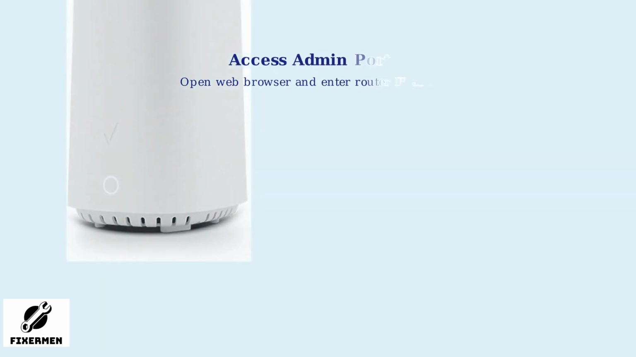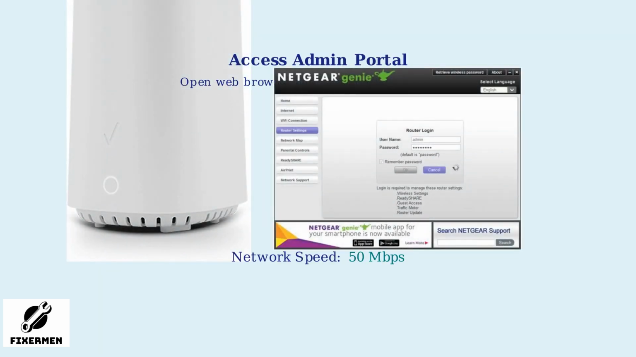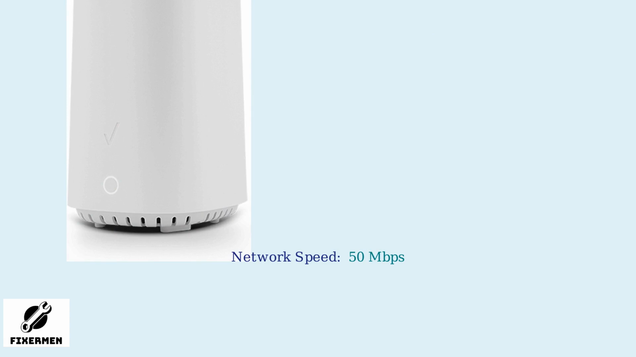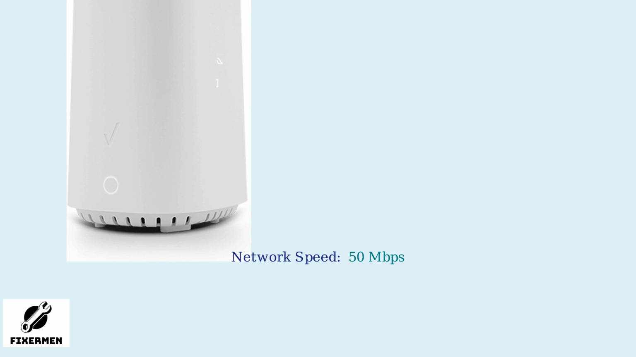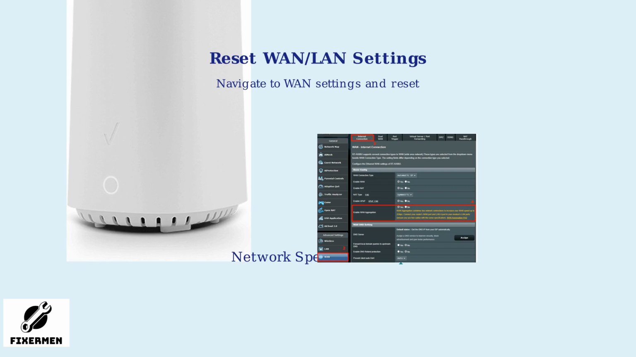For Verizon routers like the Fios Quantum Gateway, access the admin portal by opening your web browser and entering the router's IP address. Log in using the admin credentials. You must have these credentials to proceed with any router settings changes. Once logged in, find the option to reset WAN/LAN settings in the router's configuration page.